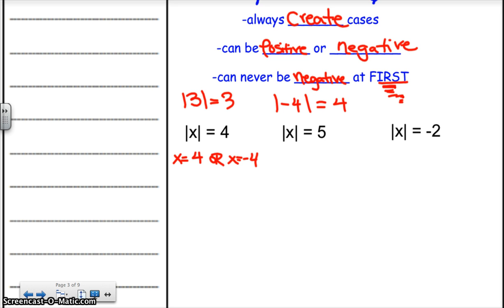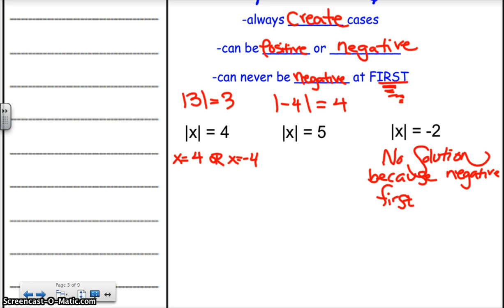What is 5 away from 0? What is negative 2 away? Uh-oh. No, it can't be negative at first. You have to create those negative situations. If it's negative at first, you say something like this: no solution. Because it's negative at first. And I would write that down. Because it's negative first. You have to make it negative. It can't be negative at first.